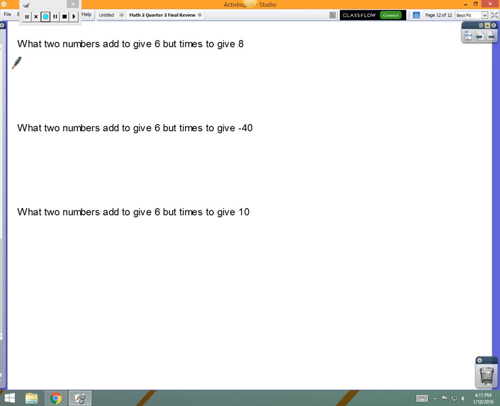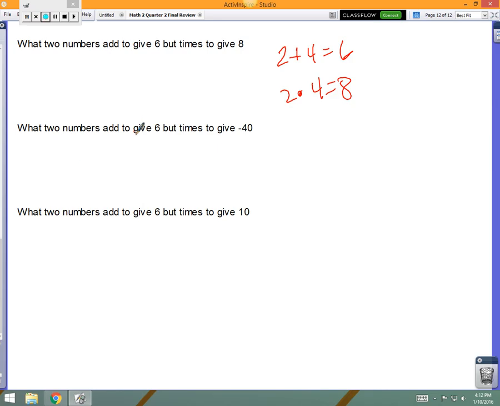Okay, that's it. Now, what two numbers add to give you 6 but times to give you 8? You can find that answer's not too bad. It's in the natural numbers. 2 plus 4 will give you 6. 2 times 4 will give you 8.